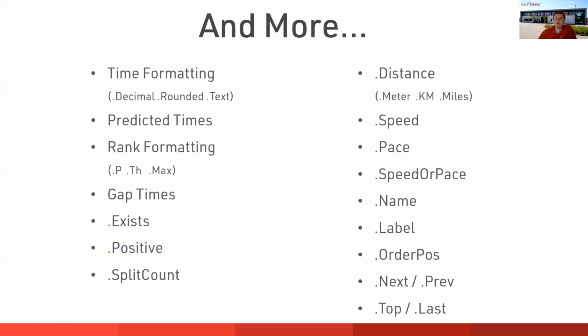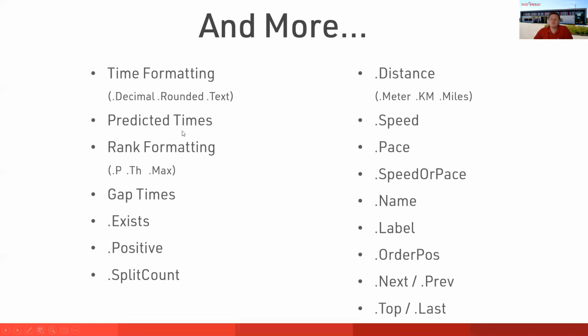But I told you we are by far not at the end of split data fields. There is much more. And actually almost everything here can be connected by the dot logic. So let's have a look at the time formatting first. So if you extend your expression by dot decimal, so for example, 5k.tod.decimal would return your 5k split time of day as a decimal value.